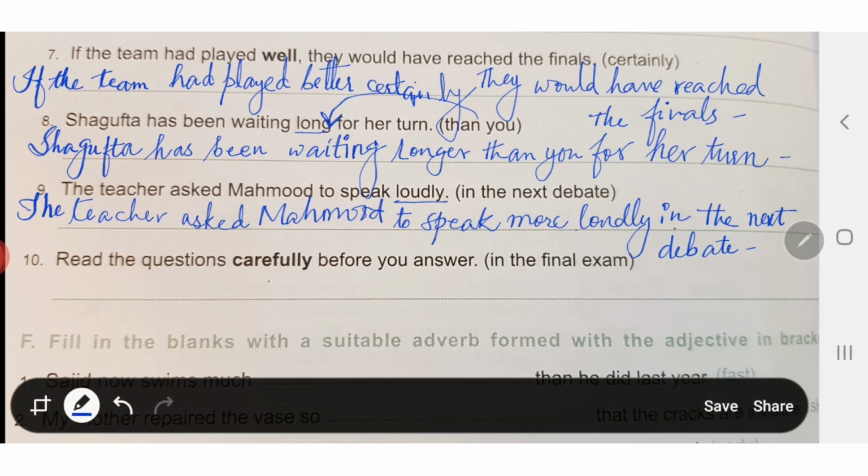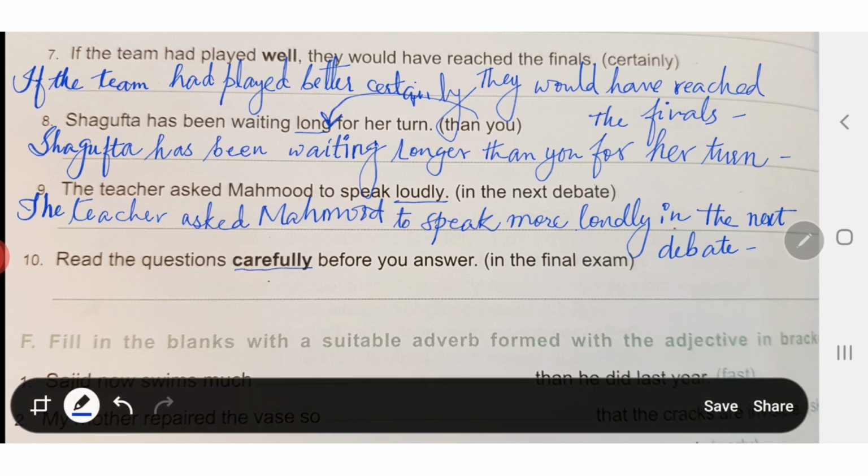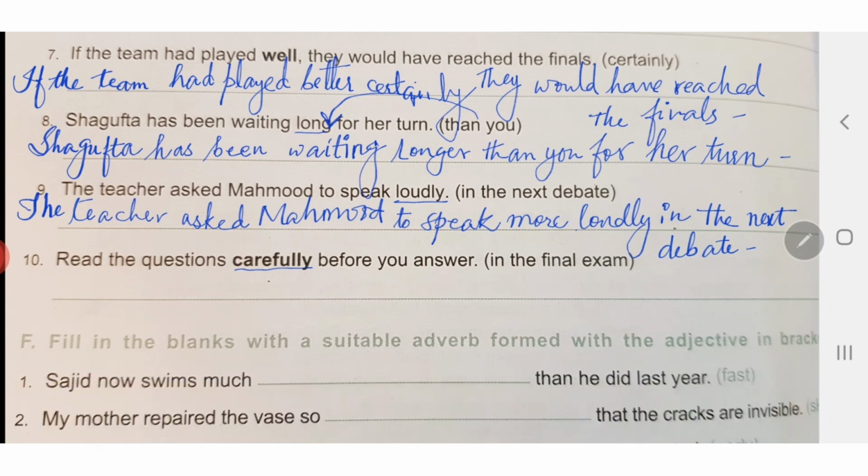Number 10. Read the questions carefully before you answer, brackets, in the final exam. So students, carefully is the adverb. For the second degree, you will simply add more. So the whole line will remain the same, and like I told you, these are adverbial phrases. They are generally placed at the end of the sentence to make them more meaningful. Either you can put them in the beginning, or you can attach them at the end, at the tail of the sentence, or it can be placed in the head part also. You have this choice.